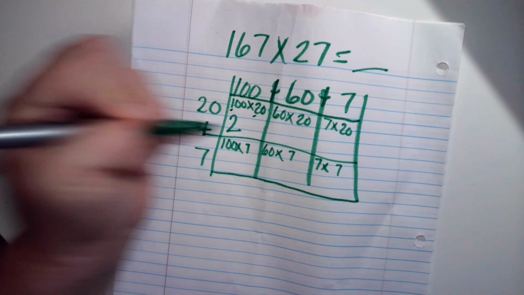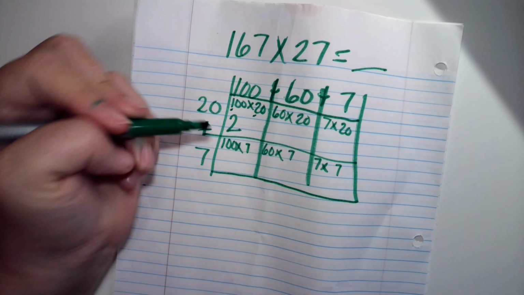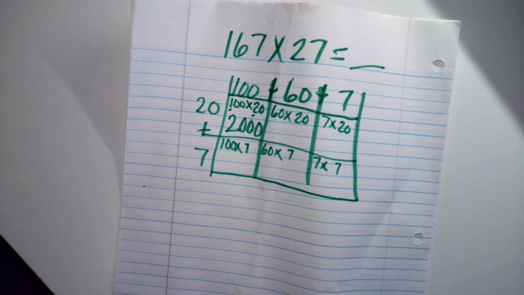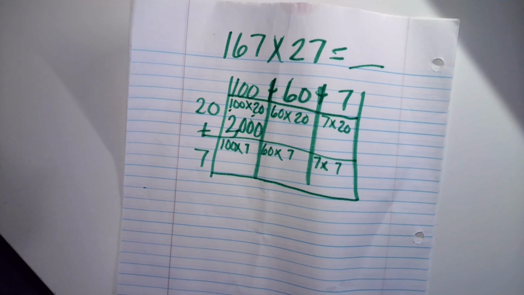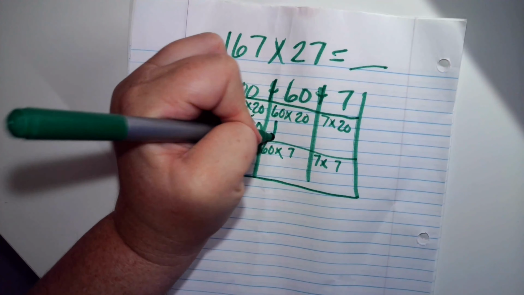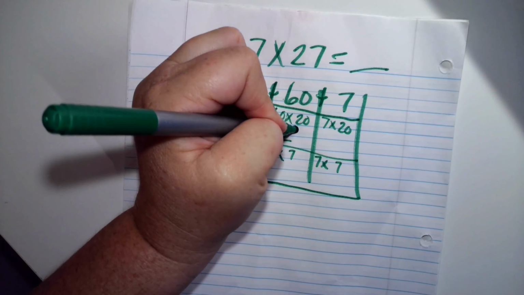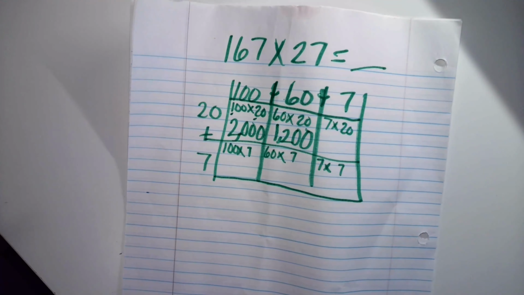1 times 2 is 2, but because it's really 100 times 20, I'm going to add in those zeros. So I have 2 zeros from my 100, and I have 1 zero from my 20, which means 100 times 20 is 2,000. 60 times 20 could be overwhelming. However, 6 times 2 is easy. You know that 6 times 2 is 12, but because it's 60 and 20, I'm going to have to add 1 zero for the 60, 1 zero for the 20, making it 1,200.